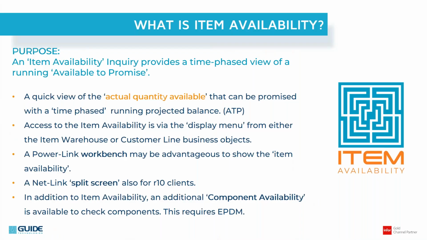So our definition of item availability: we put together a quick inquiry that actually shows the actual quantity available that could be promised within a time phase running projected balance. I know that sounds wordy, but the short of it is some of you may be familiar with the term available to promise, or ATP. So that's what we've developed.